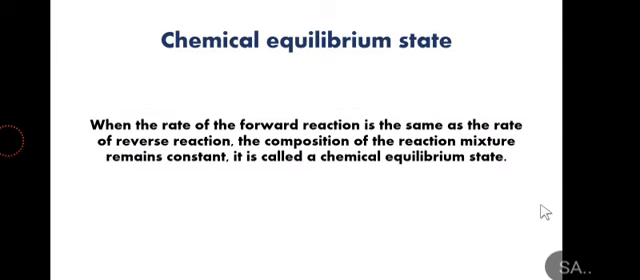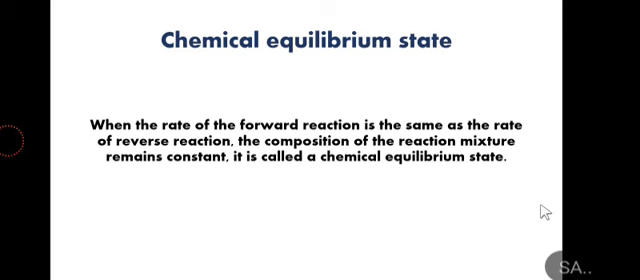Well, you know that equilibrium is all about balance. So in the chemical equilibrium state, what do you come to know? What type of state is it? When the rate of the forward reaction is equal to the rate of the reverse reaction, the condition is that the composition of the reaction mixture remains constant.